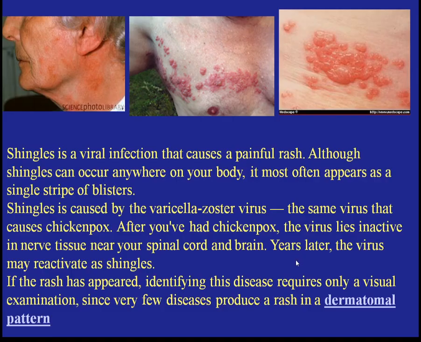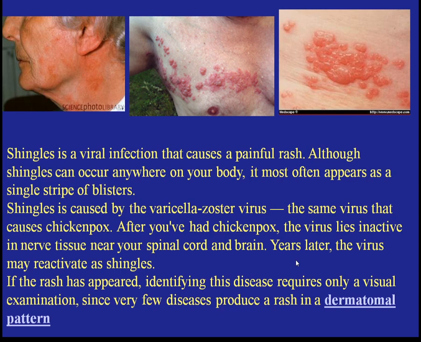And this is varicella zoster viral infection. Shingles is a viral infection that causes a painful rash. Although shingles can occur anywhere on our body, it most often appears as a single strip of blisters. Shingles is caused by the varicella zoster virus, the same virus that causes chickenpox. After you've had chickenpox, the virus lies inactive in nerve tissue near your spinal cord and brain.